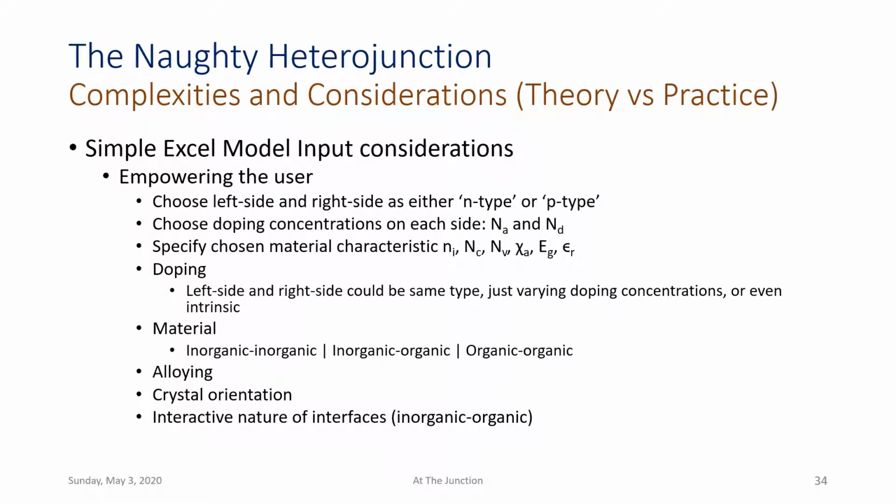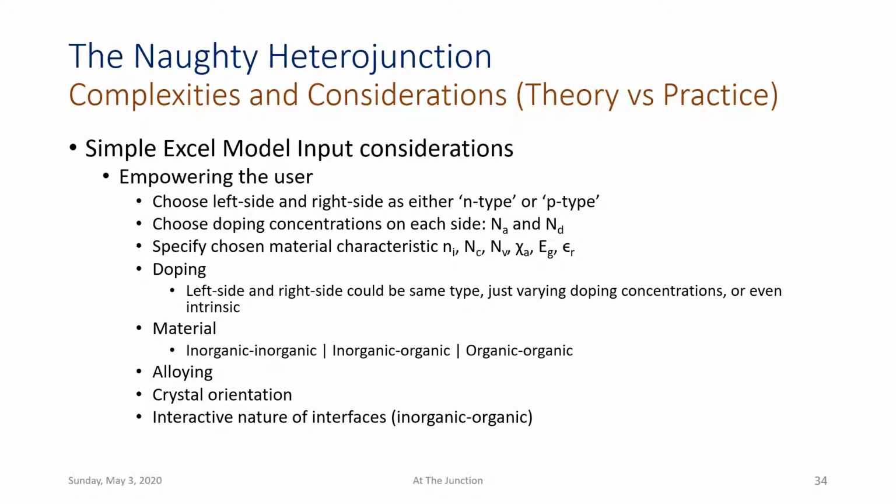So if we want to proceed to make a simple Excel model of the band diagram for a heterojunction, we would have to consider certain inputs to empower the user. These include the ones that we saw for the simple PN junction: to choose the left side and the right side as either N-type or P-type, the doping concentrations, N sub A and N sub D, and the specific material characteristics.